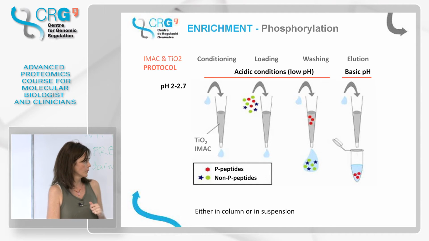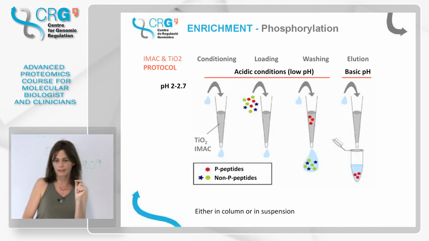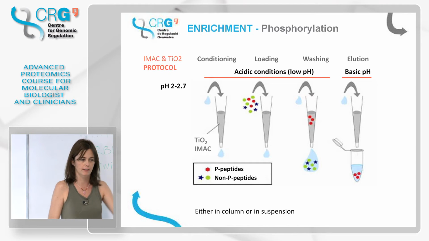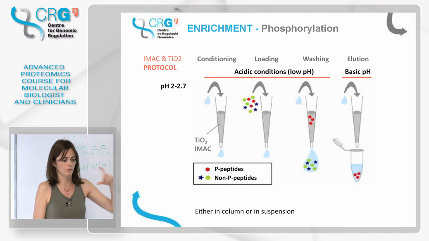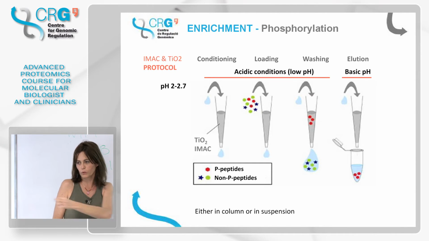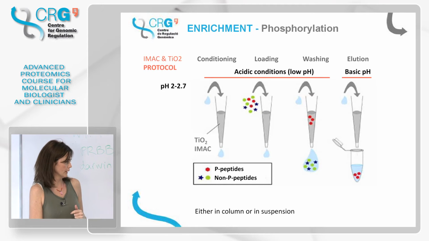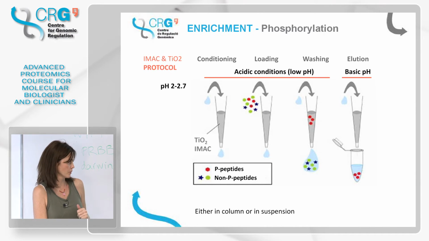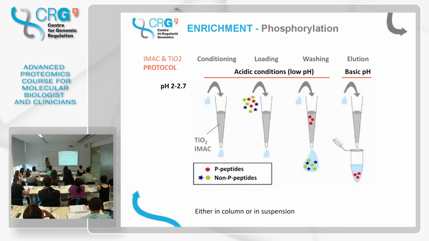We can work in these tiny tips, like here in the illustration, and put the beads. We can also work in batch in an Eppendorf and shake it. And when we are working with big amounts, some people work in big Falcons, or one can do a column containing these beads. All the peptide digest is passed through this column in this case. The phosphopeptides get attached, and the ones that don't are washed. And with basic pH conditions, we can elute our phosphopeptides in the sample.